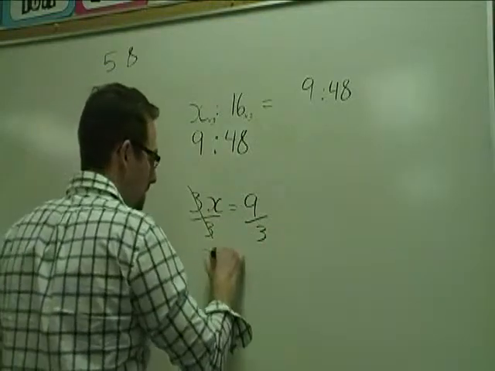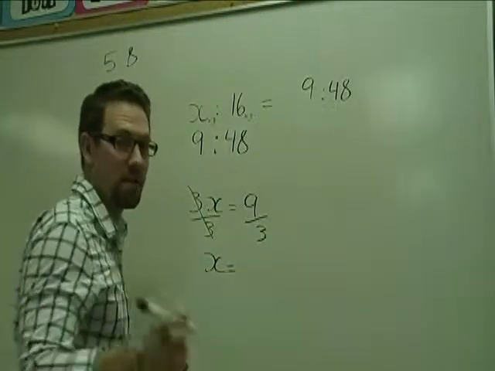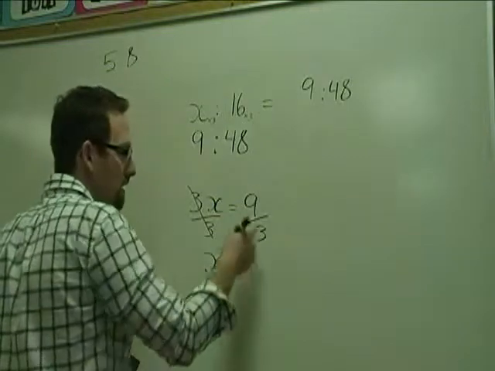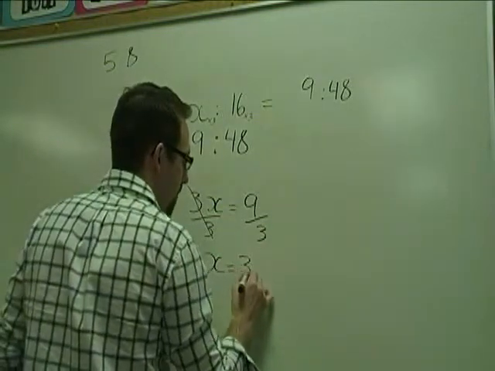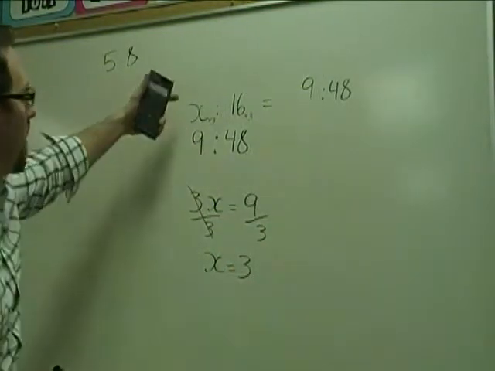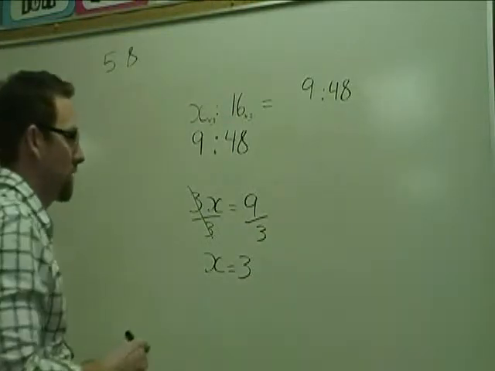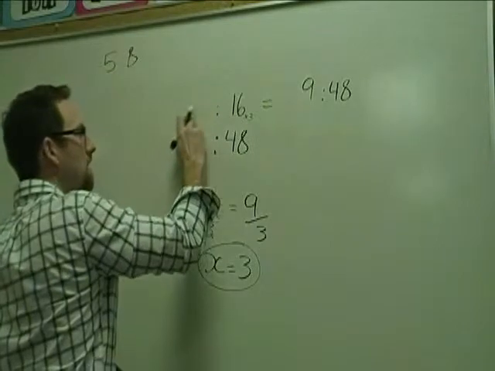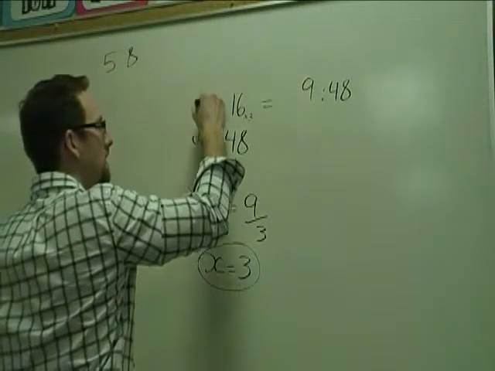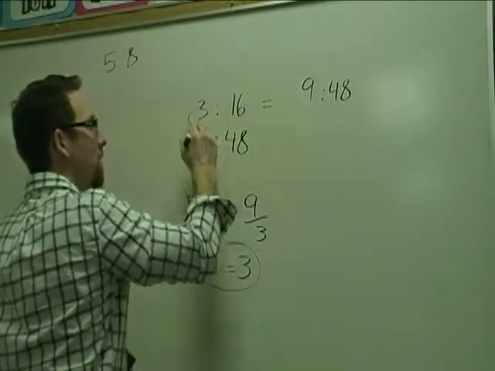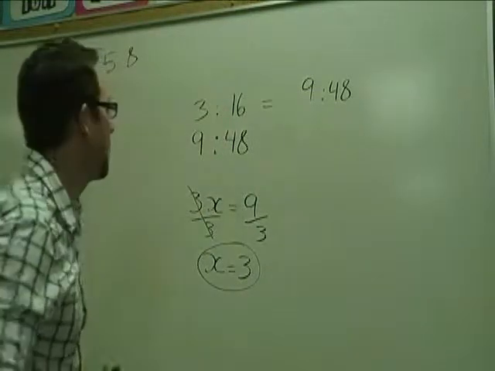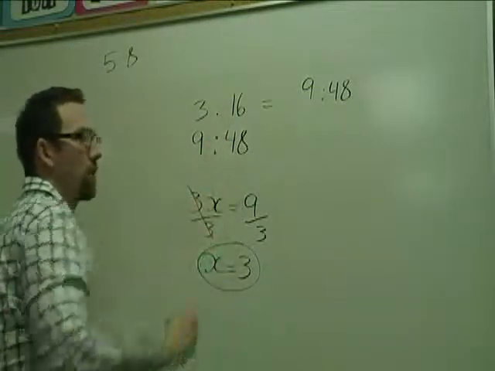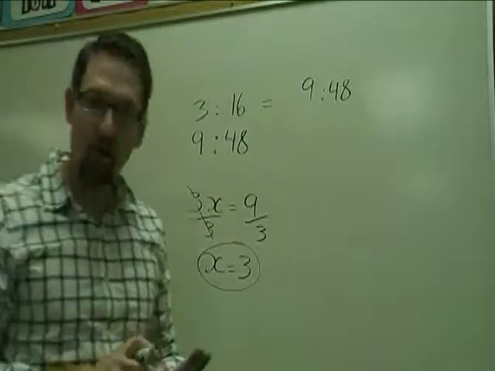These 3's cancel out, so I'm left with x all by itself, which is exactly what you want to do, is isolate x. And 9 divided by 3 is, of course, 3. So I know that x equals 3. Okay? That's your answer. So your equivalent fraction here, okay, 3 to 16 is equivalent to 9 to 48. And that's how you do that whole first section.